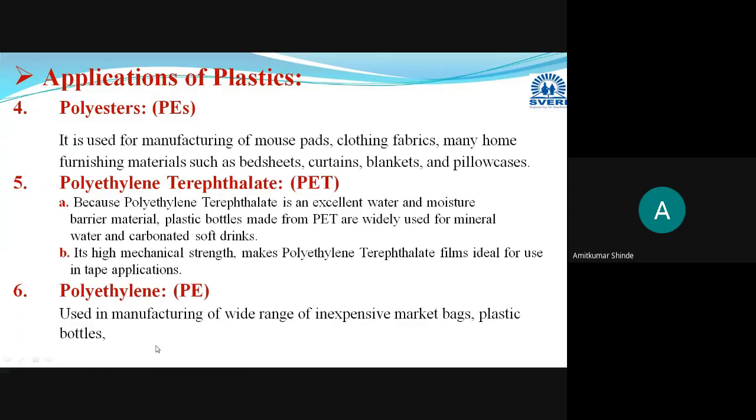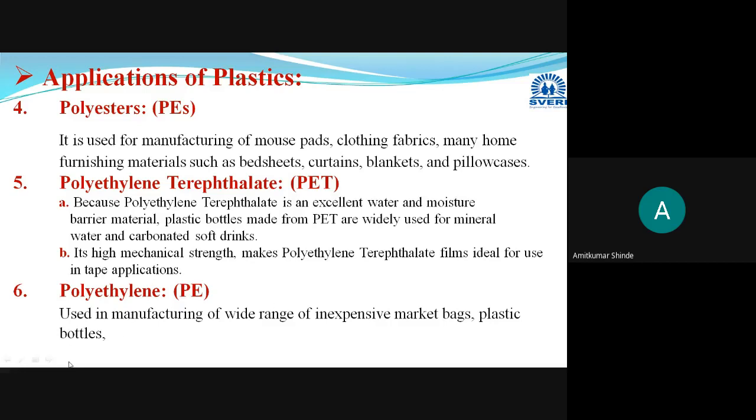Then next is the polyethylene. This polyethylene will be indicated by the letters PE. Now this polyethylene will be used in the manufacturing of inexpensive market bags, and some plastic bottles which have very low cost will be manufactured with the help of this polyethylene.